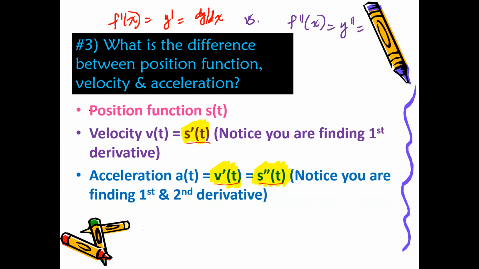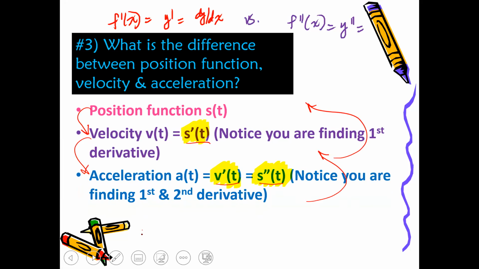So in semester one, we're going to go from position function to velocity by using the first derivative, and velocity to acceleration by using the second derivative. Now, in semester two, we're actually going to be working backwards from acceleration to velocity with integrals and then velocity to position functions with integrals.